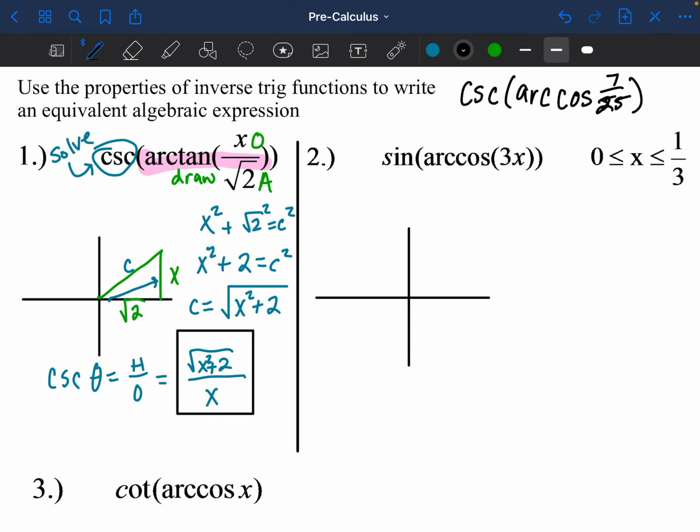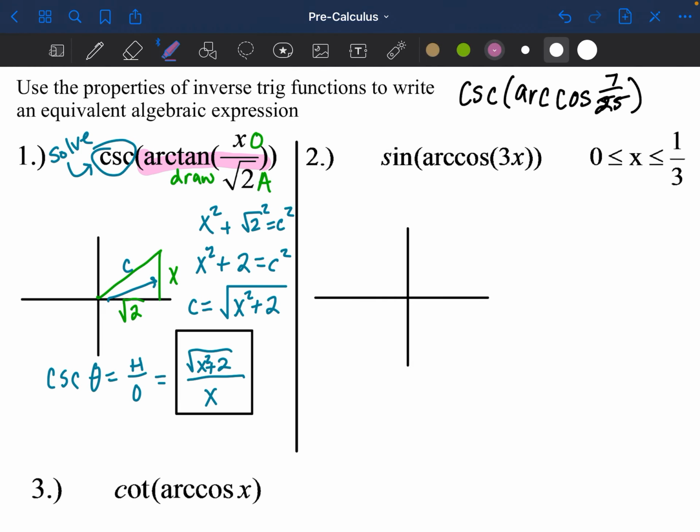Yeah, that's it. Of course, if the square root was in the denominator, you would need to rationalize it, so watch out. Let's try one more. Looking at this, we always start on the inside. I'm going to start with that arc cosine. I'm going to draw it.